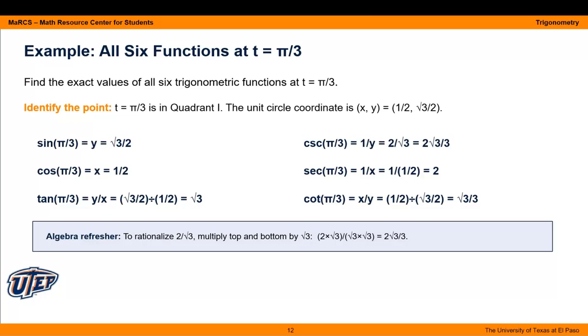And then we use reciprocals for the remaining 3 functions. So this example shows the full process. Find the point, read off cosine and sine, compute tangent as a ratio, and get the reciprocal functions from there.